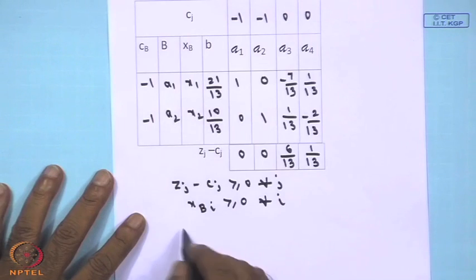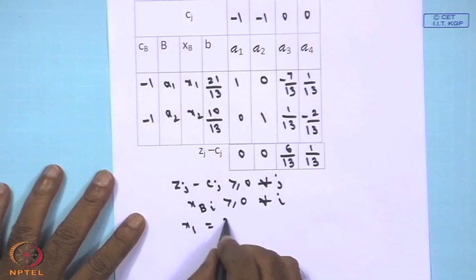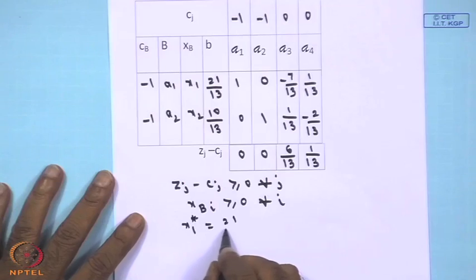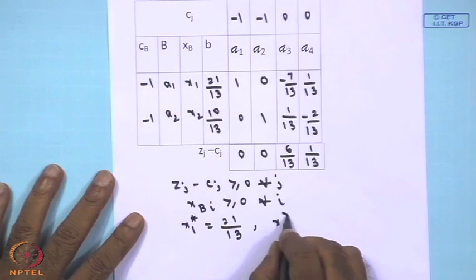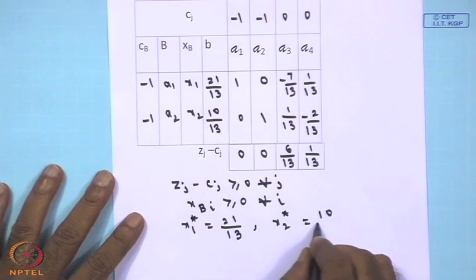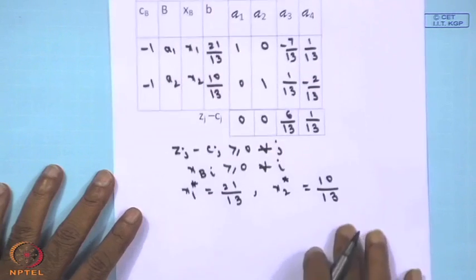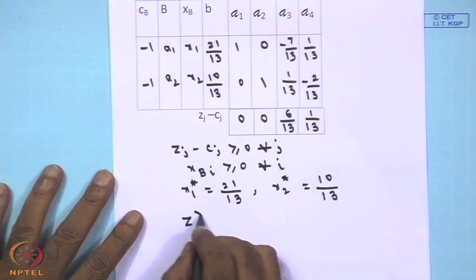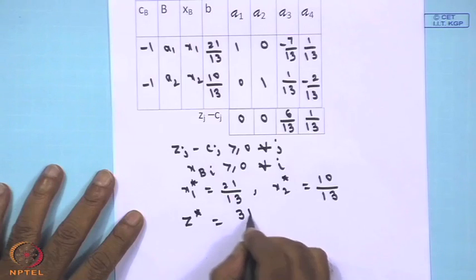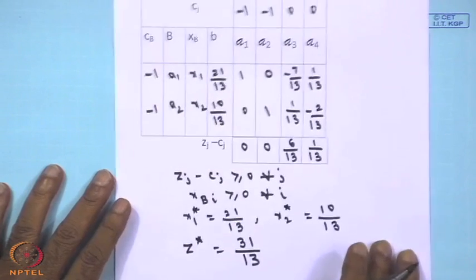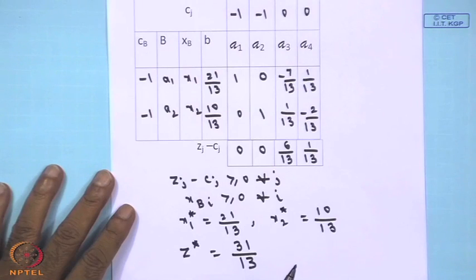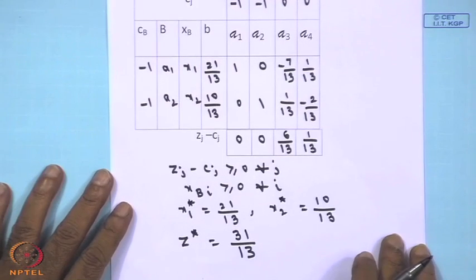What is the optimal solution? The optimal solution is x1 star equals 21 by 13, x2 star is 10 by 13, and correspondingly if you calculate z star, it will be equal to 31 by 13. So, in this way, using the dual simplex method also, you can obtain the solution.